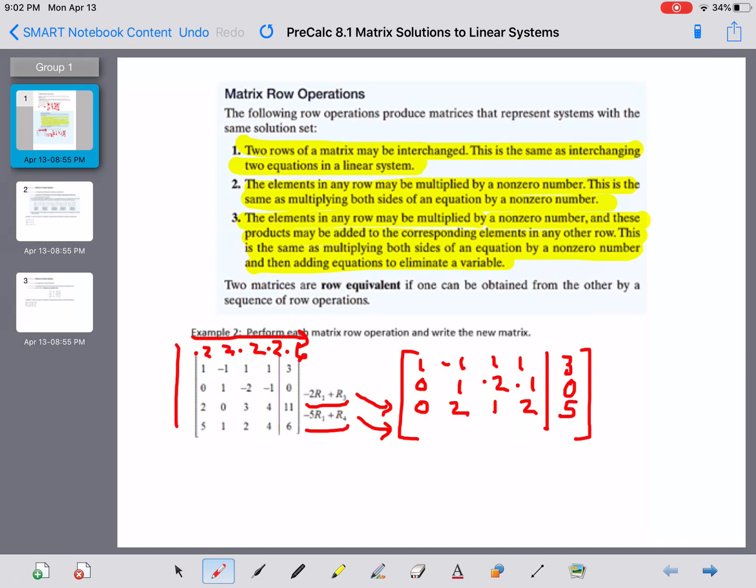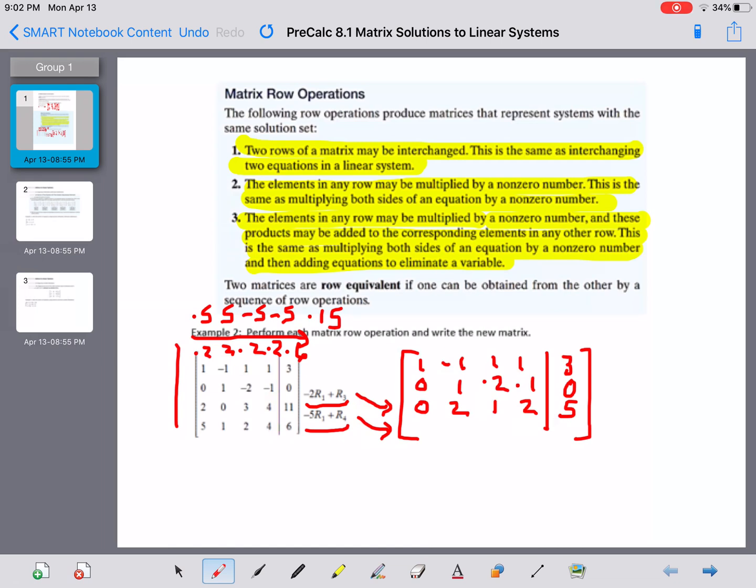Okay? And then the last row, it says I'm going to take that top row again, multiply by -5, and then add it to row 4. So I'm going to write my work above. 1 times -5 is -5. -1 times -5 is 5. 1 times -5 is -5. 1 times -5 is -5. And 3 times -5 is -15.